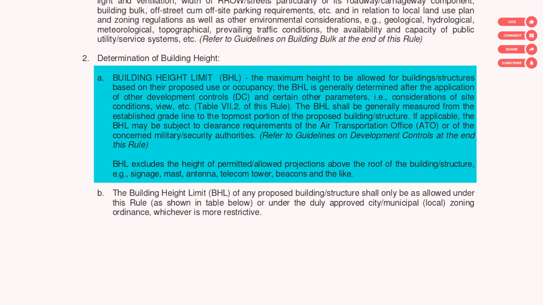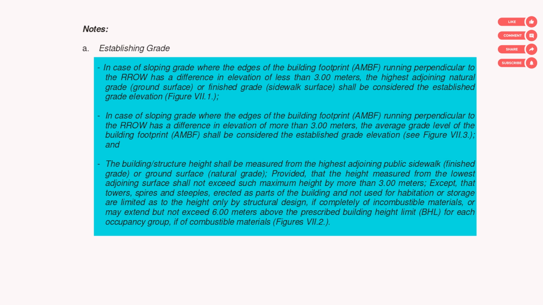Okay. Now, let's go back and find out how we measure the building height. We start from the grade line. We end at the top of the building. What is the grade line? How do you establish the grade line? The grade line, according to the building code, is the highest adjoining sidewalk. Yung pinakamataas na sidewalk na nakadikit sa building. Or pwede rin natural grade line if you want. There's only a small difference between the two. So, that's the grade line. That's where you begin the measurement.